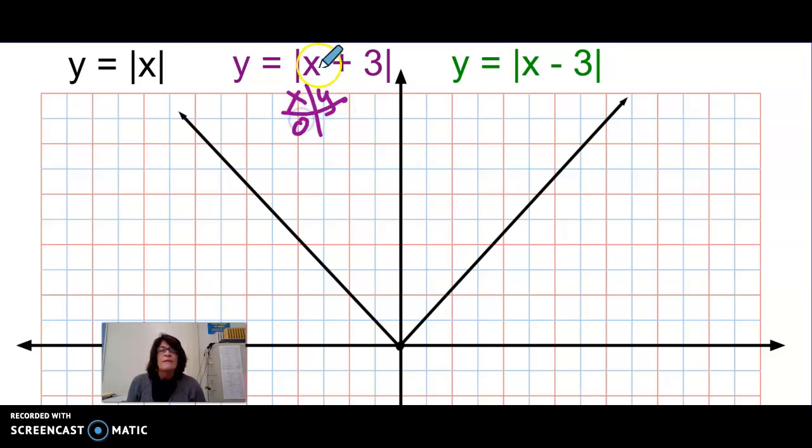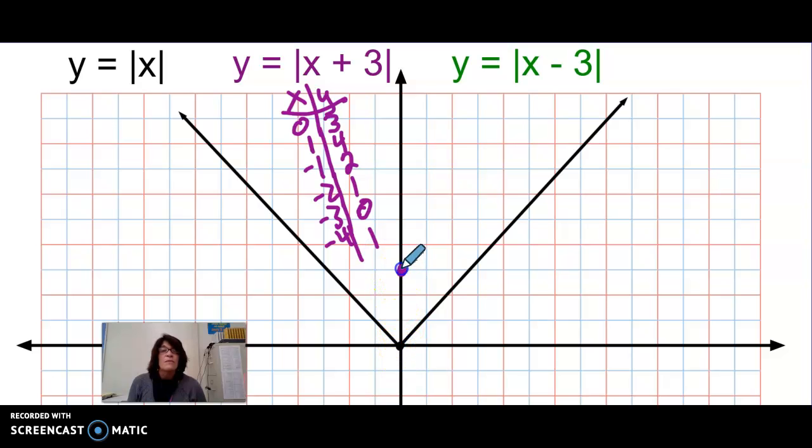If I put 0 in, 0 plus 3 is 3. Absolute value of that is 3. If I put 1 in, 1 plus 3 is 4. Absolute value of that is 4. If I put -1 in, -1 plus 3 is what? 2. Absolute value of 2 is 2. If I put -2 in, -2 plus 3 is 1. -3 plus 3 is 0. Absolute value of that's 0. -4 plus 3 is -1, but the absolute value of that will give me a +1.